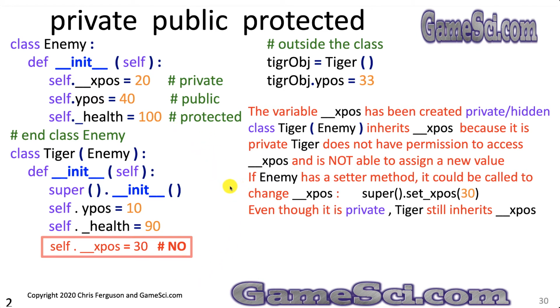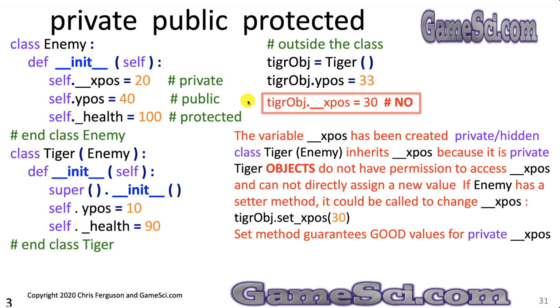If Enemy had a setter method, it could be called to change __xpos. There is a super command, which we'll look at very closely, that says go run the set xpos method that I just inherited, set it to 30, and that would change this variable. But without a set method, you do not have the ability to change xpos. Even though it's private, you still have to understand that Tiger still inherits the variable. Tiger inherits every variable up here, whether it's hidden or not hidden. And of course, if xpos is a hidden variable, I certainly cannot use a Tiger object to change it.